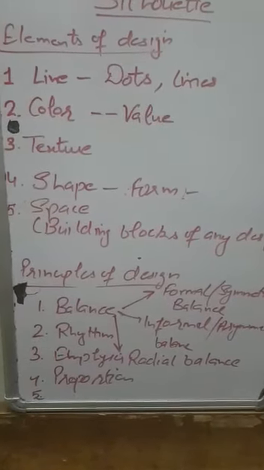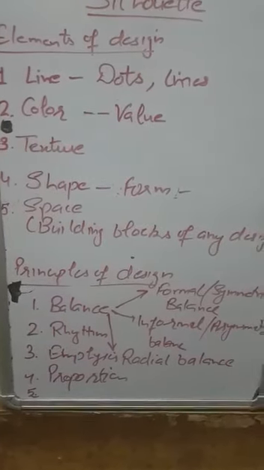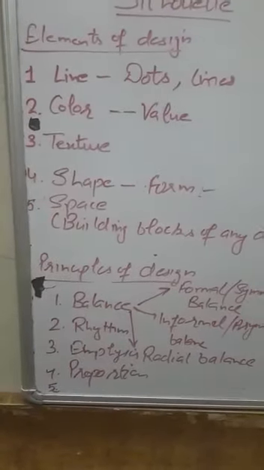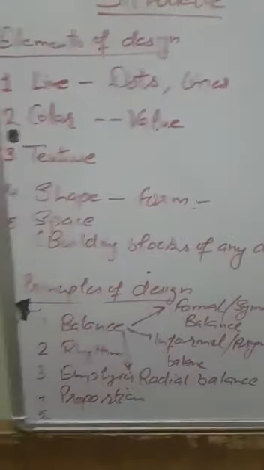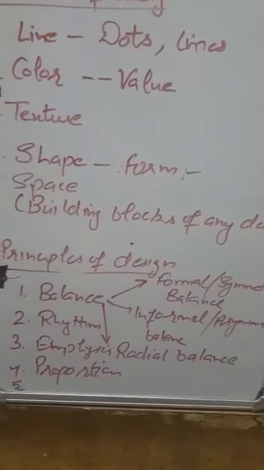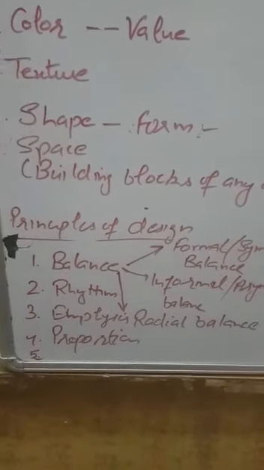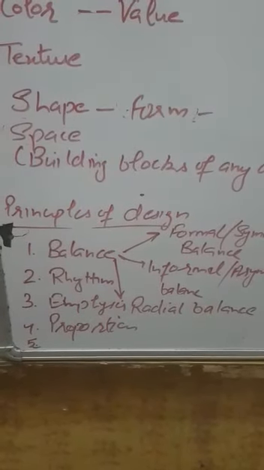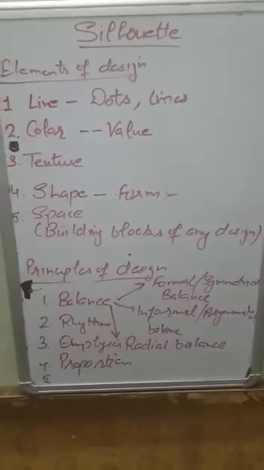Basically, we have 5 elements of design. In some books, you might read 7 elements of design. In some books, you might read 4 elements of design. But these 5 are the basic elements of design. We have line, color, shape, texture, form, space, and these elements of design are known as the building blocks of any design.